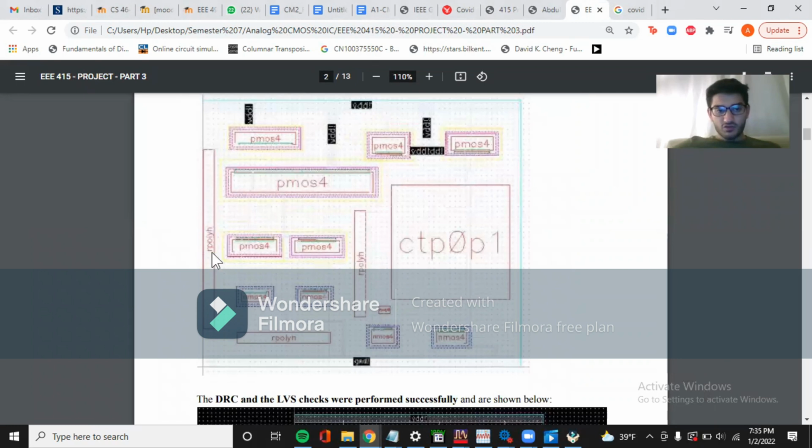The resistors which are used were R poly H because the resistance values were great. This one was about 90 kilo ohms and this one was about 35 kilo ohms. So R poly H has a high resistance per square. So I used R poly H, and I used tunnel capacitance because it also has high capacitance per unit area.